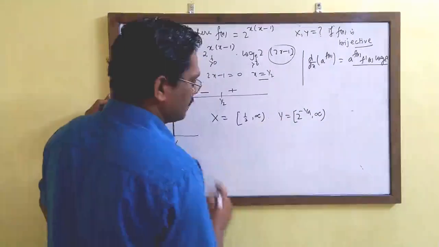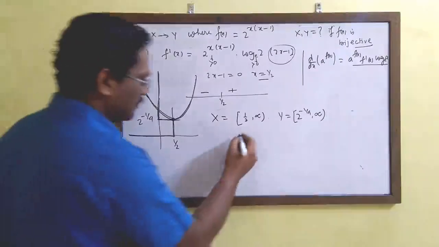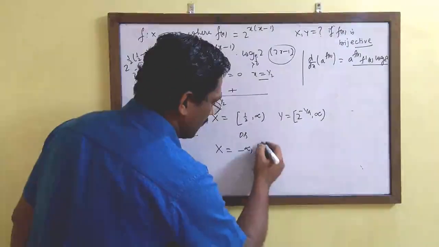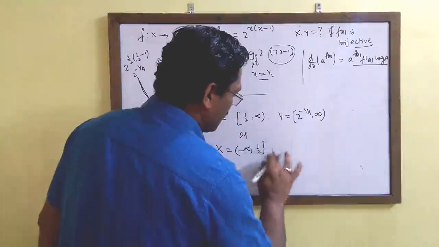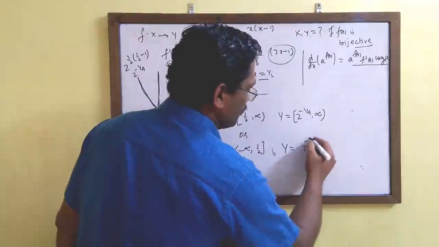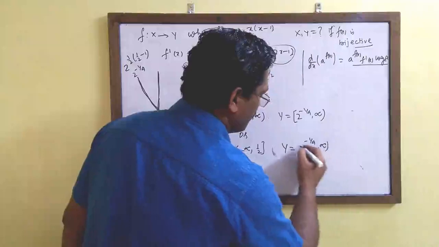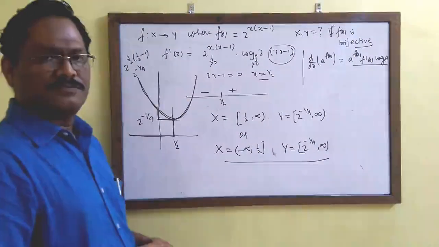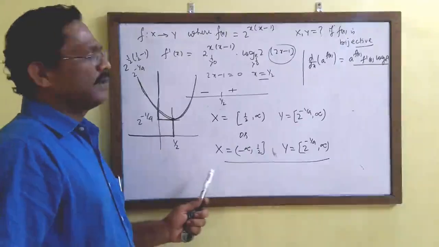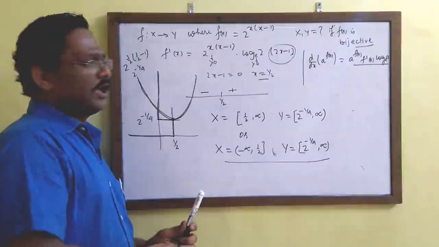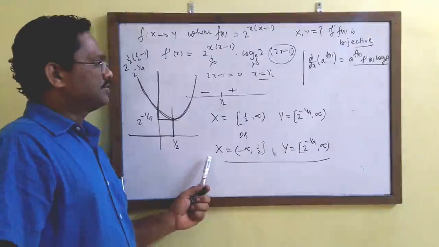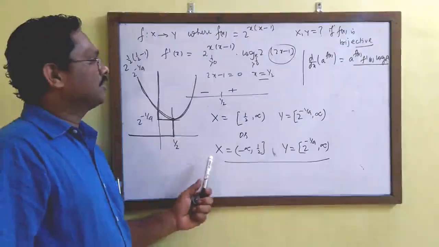Either x is this and y is this, or x is minus infinity to half and y is the same, 2 to the power minus 1 by 4 to infinity. In both cases your function is a bijective function. So I hope you have understood till now, and I'll be continuing with the mapping based applications and the theory behind that in the next lecture.